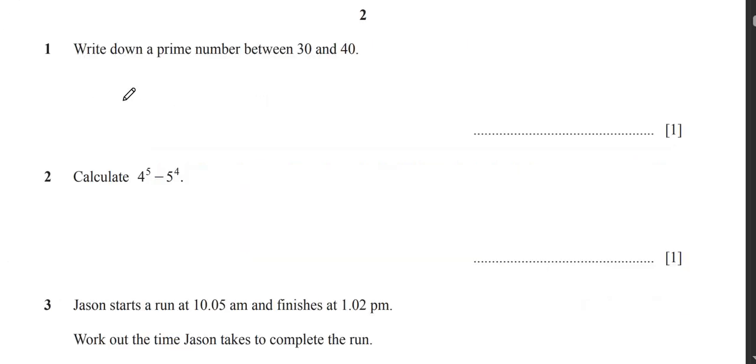So let's start with the very first question. It says, write down a prime number between 30 and 40. So look, a prime number between 30 and 40 is 31 or 37. So you can just write 31 or 37, any one of the both.